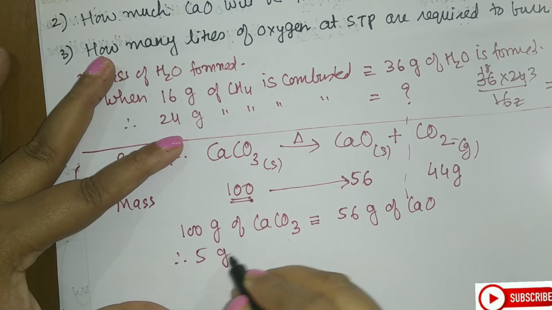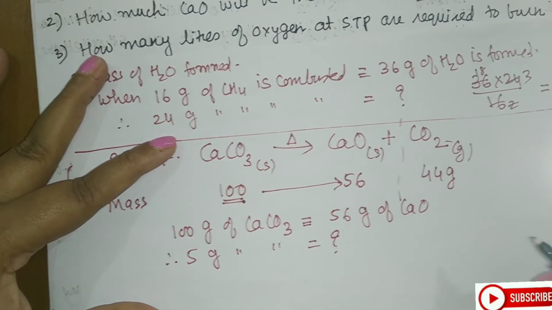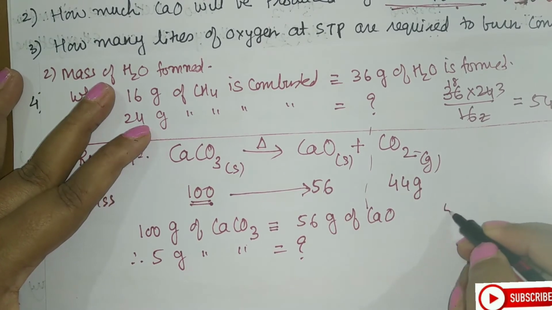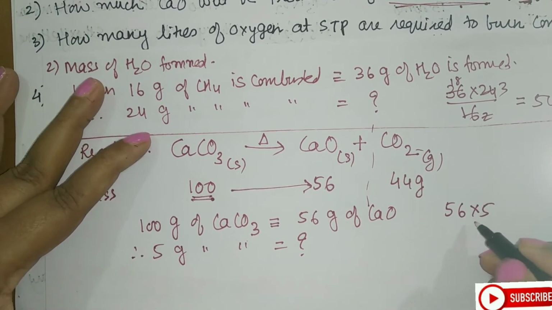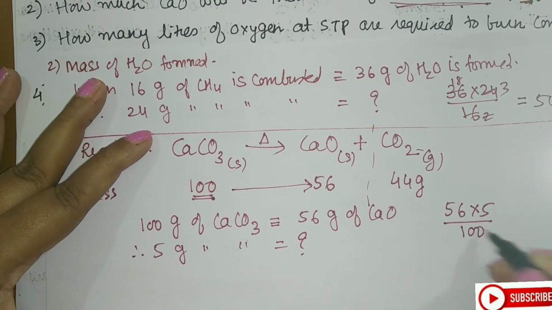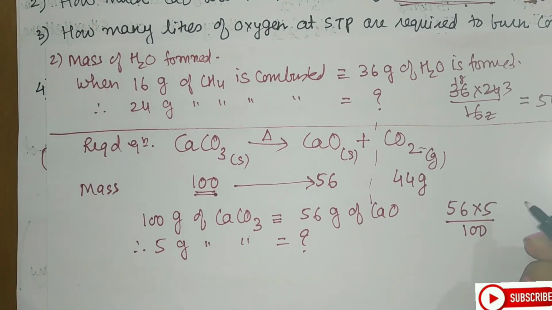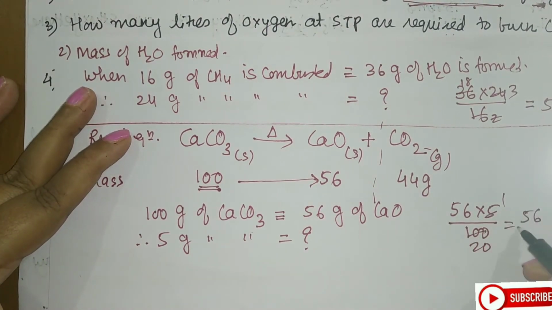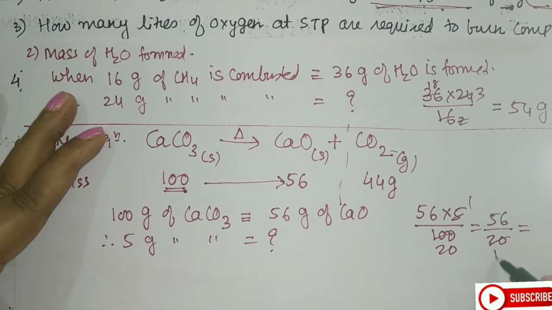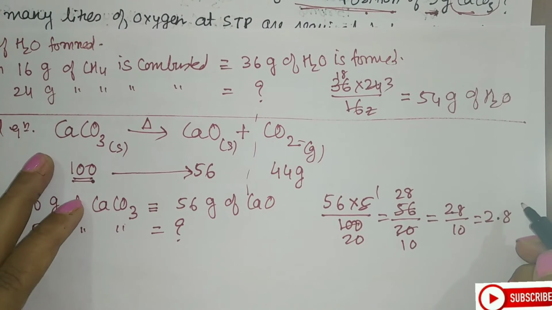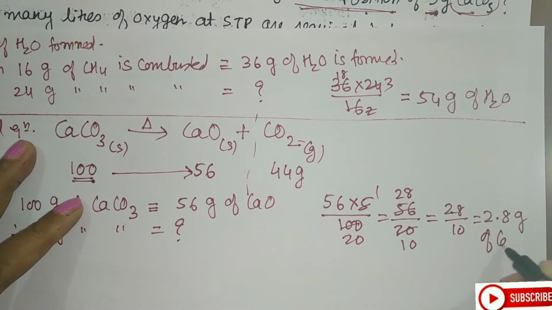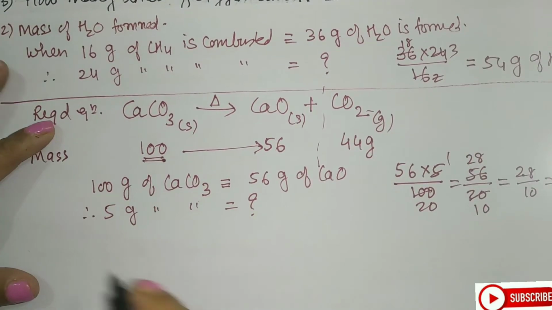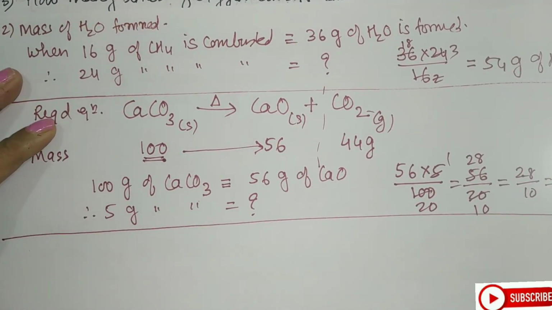Therefore, 5 gram of calcium carbonate will give how much? Again, go for cross multiplication. It will be 56 into 5 divided by 100. So students, you can simply multiply this or you can sort it out. This will come to 56 divided by 20, that is 28 divided by 10, 2.8. So your answer here is 2.8 gram of calcium oxide. So this is what the answer is. Let us move on to the third problem.